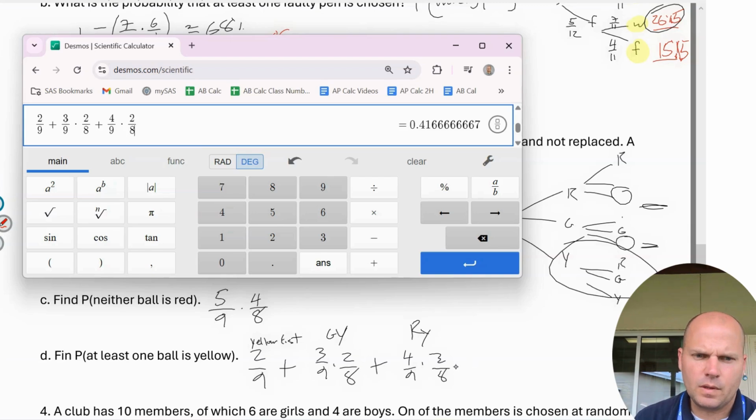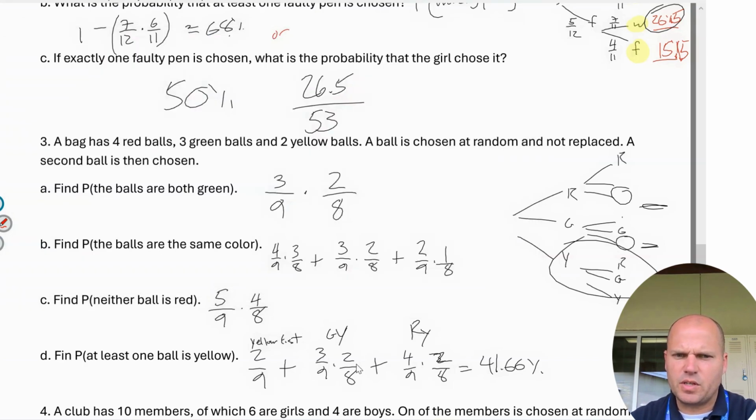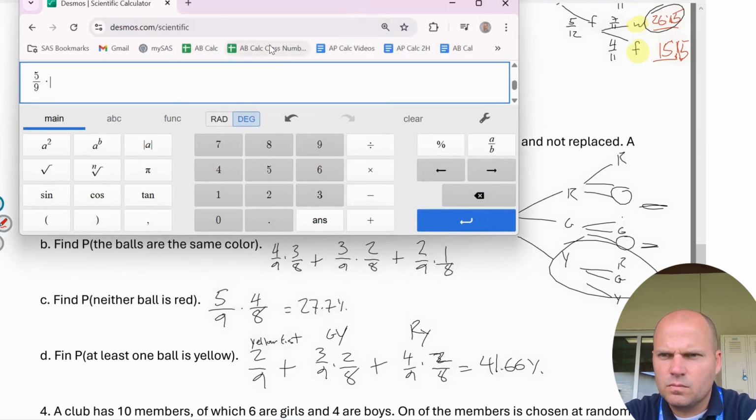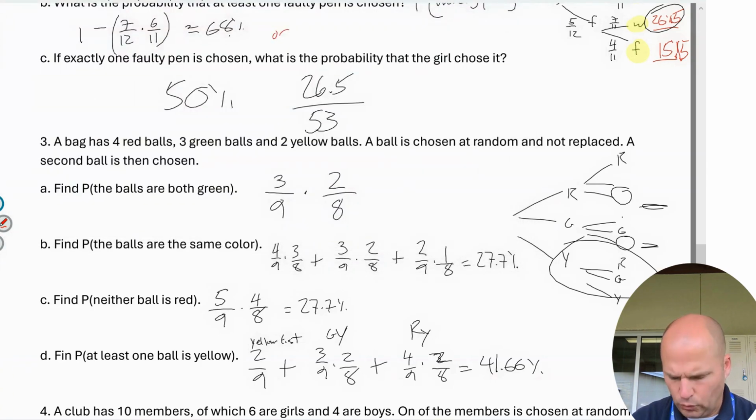41.6%. 27.7%. Red, green, yellow. 27.7%. Okay, one of those.